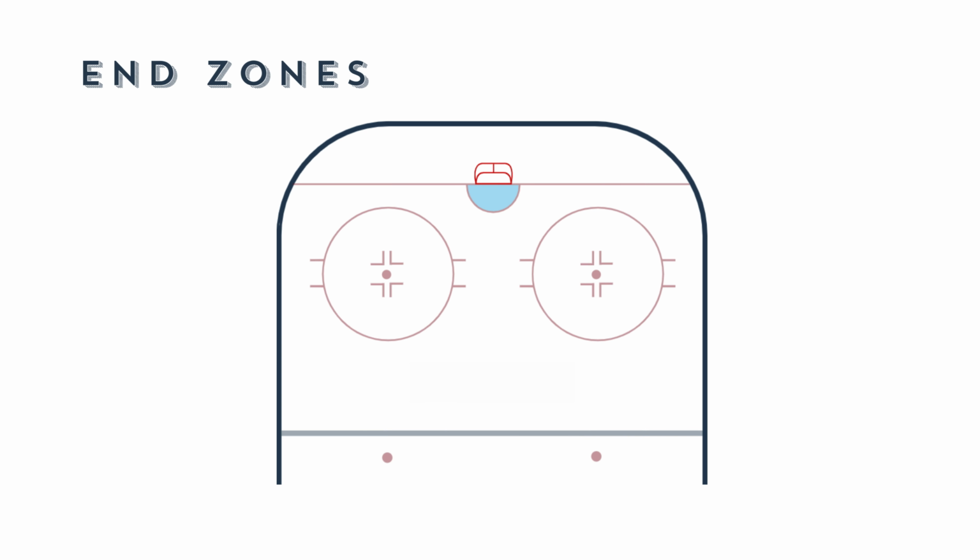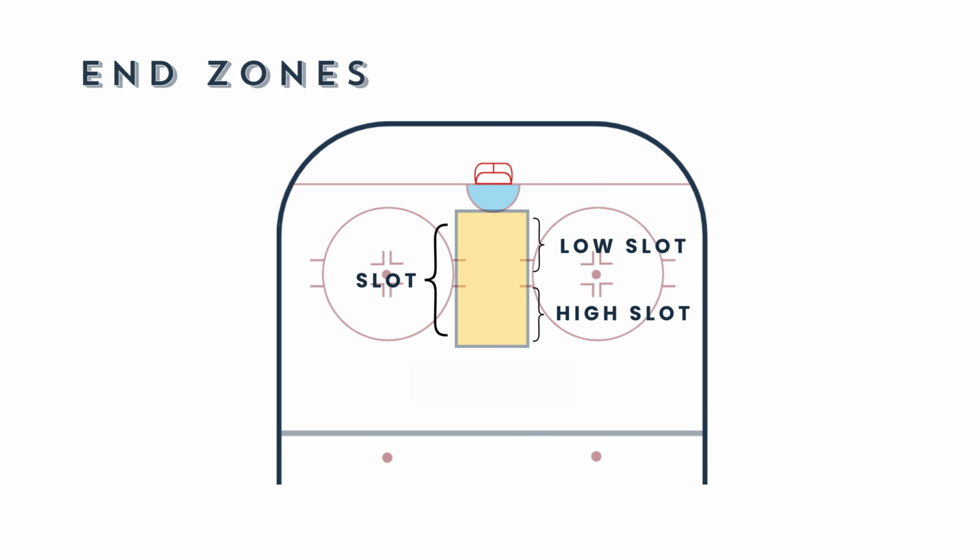So there are a few areas in the end zones that we're going to want to know about. And when I say end zones, I mean both the offensive and defensive zones. The first of these areas is the slot. It's this area right here in front of the goalie's crease and between the face-off circles, where most high-scoring chances are generated. So if you get the puck to the slot, it is way easier to score from right in front of the net than it is from anywhere else in the zone.